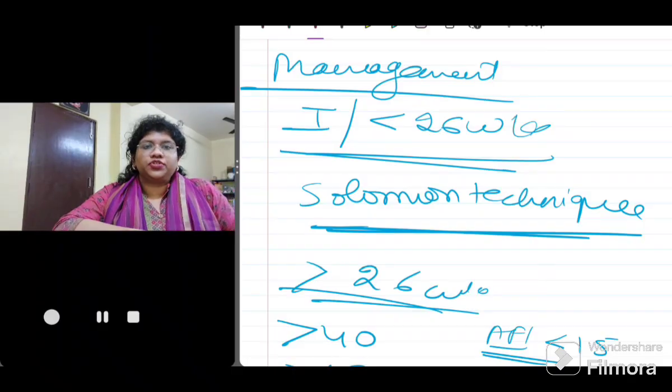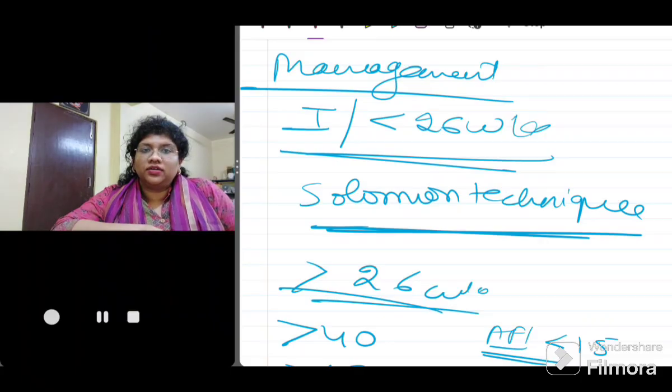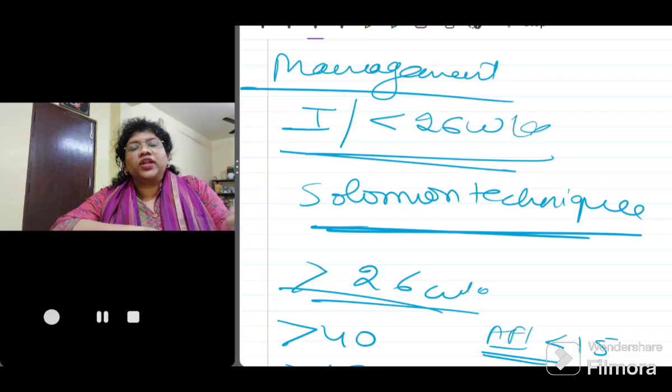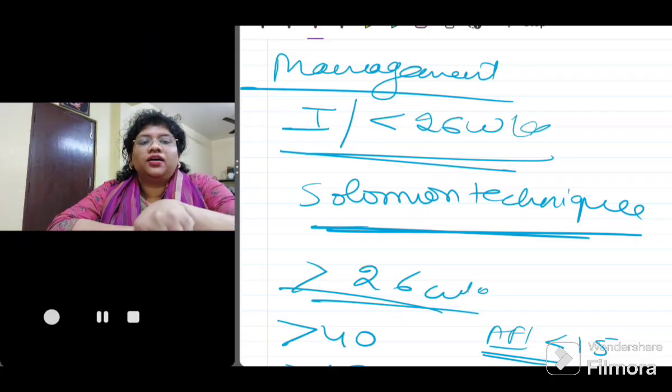Next comes the management. Based on the Quintero staging, we will do the management. If it is stage 1, then you can manage it conservatively, or you can also go for fetoscopic laser ablation. Also, if the patient presents to us at less than 26 weeks, then you should offer fetoscopic laser ablation itself. This is done by the Solomon technique, also known as the equatorial laser dichorionization.